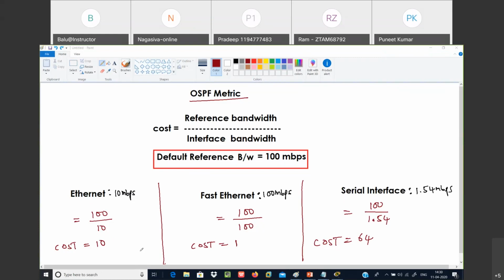Right. Okay. Now Ethernet cost is what, guys? Speed is 10 Mbps, cost is 10. Fast Ethernet speed is 100 Mbps, cost is 1. Serial interface speed is 1.54 Mbps, but cost is 64. Here, least cost means high bandwidth. If the cost is least, then you get high speed. Cost is 1, the least cost, but speed is 100 Mbps. If cost is high, cost is 64, you get speed of only 1.54 Mbps. Always the least cost is the best.